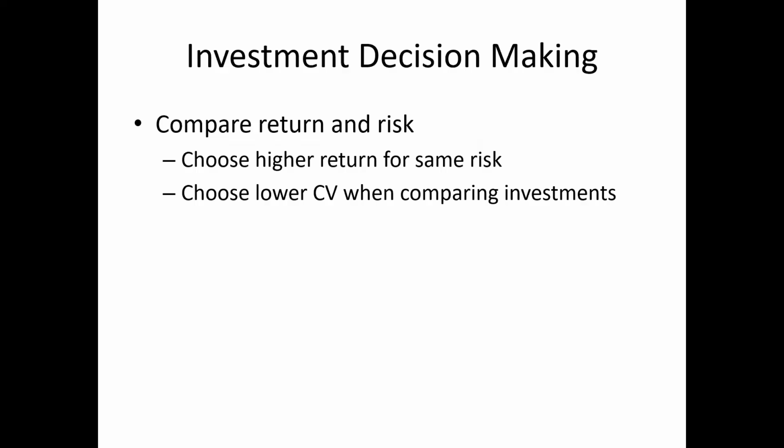So in making investment decisions, we have to choose high return for the same risk. So we prefer high return. If you have firms that both have 5% risk, and one has a return of 9 and the other a return of 8, you definitely go for the one with the 9% return, okay? So you compare, and you choose the one with the lowest risk per unit of return. So the lower CV here, they are talking about coefficient of variation, okay?